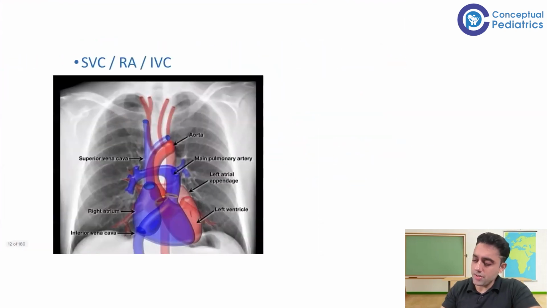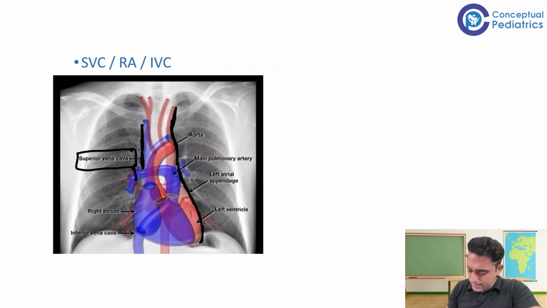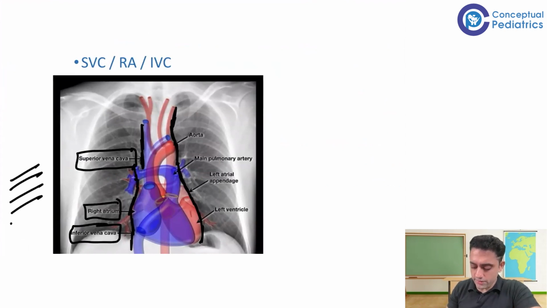If I show you a picture of the heart, this is the left side of the border. What all can you see on the left side of the border? On the right side of the border, I saw the superior vena cava, the right atrium, and the inferior vena cava. Photographic memory. So the right heart border, beautifully done.